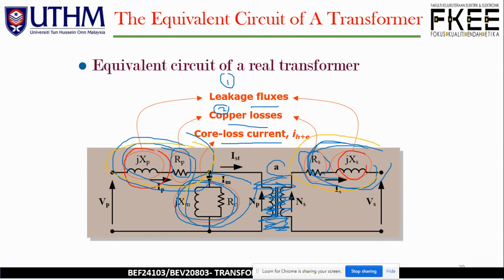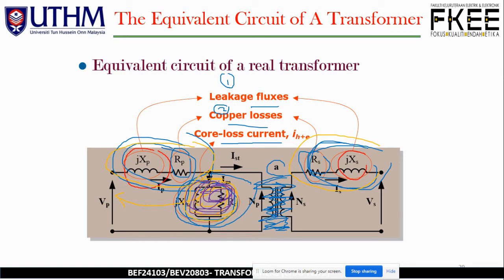And what happened to this branch? We just simply move it to the beginning of the model, the beginning of the circuit over here. We move it to the beginning of the circuit because of the very small current there. Again, changing the color: here is a very small current compared to the load current, which causes a completely negligible voltage drop in RP and also XP.